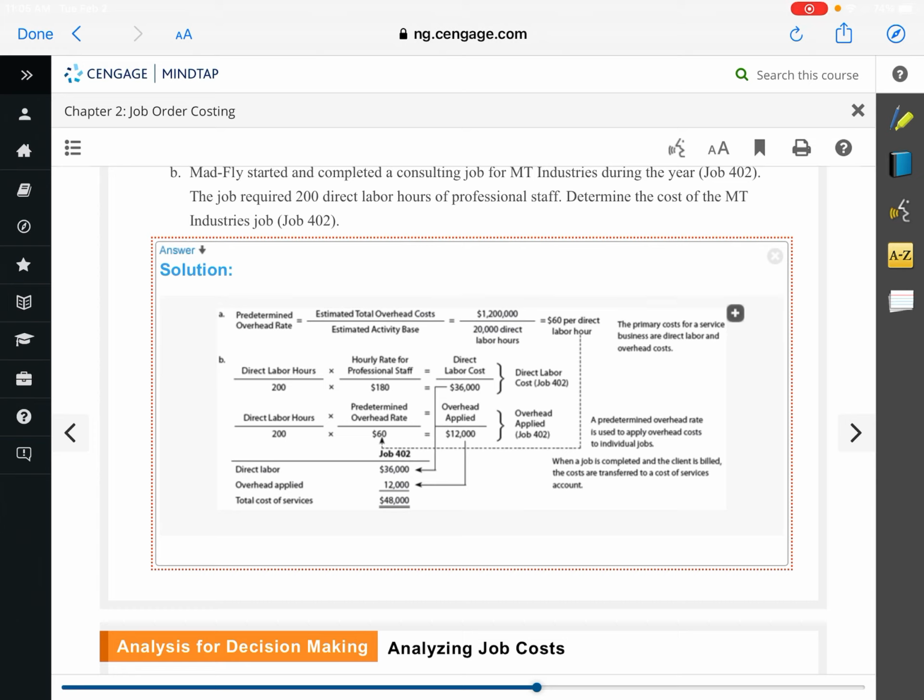Okay, so the total cost for those services, direct labor of $36,000, overhead that was applied of $12,000, so the total cost would be $48,000. Does that make sense? So basically the same way we were doing it with the job order cost for manufacturing, we're just not using direct materials. Okay?